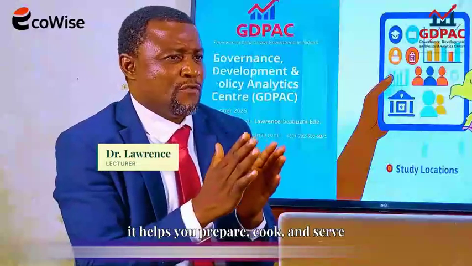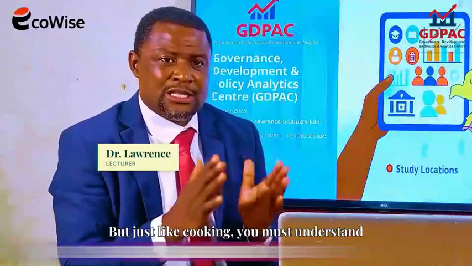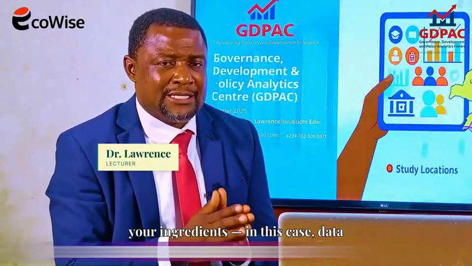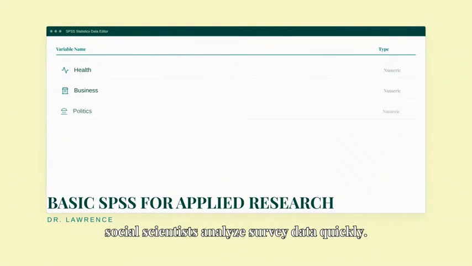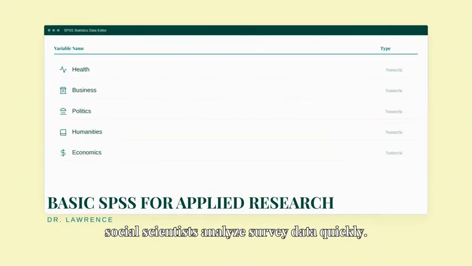Think of SPSS as your research kitchen. It helps you prepare, cook, and serve the meal of analysis. But just like cooking, you must understand your ingredients, in this case, data types and statistical tests, before you start clicking buttons. SPSS was developed in 1968 to help social scientists analyze survey data quickly.